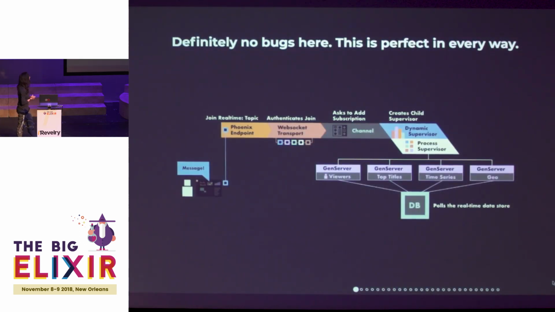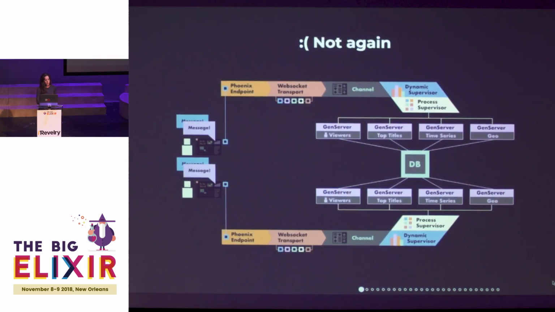We fixed everything. A user joins a real-time topic. They create a dynamic supervisor. It spins up a bunch of processes to poll our database. Another user joins that same channel topic, and things are still broken. The same exact thing has happened. We have duplicate supervision trees that are both polling our database for the same exact data. And what's actually a little bit more troubling, and this was happening before too, but it's more noticeable now, is that not only are both users receiving duplicate messages, they are sometimes out of order in terms of data. Why is this happening?